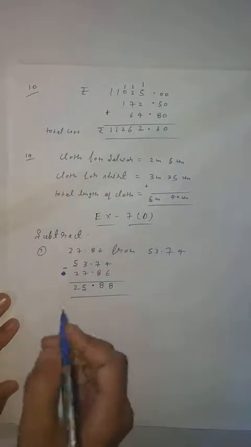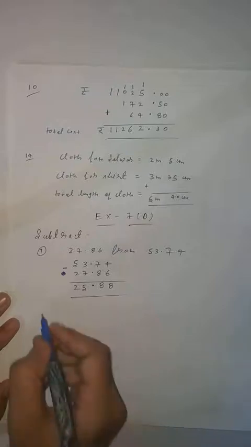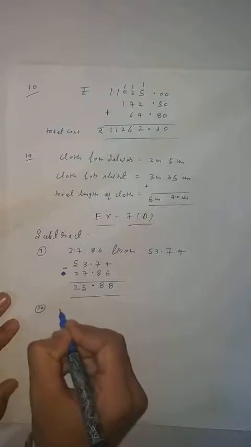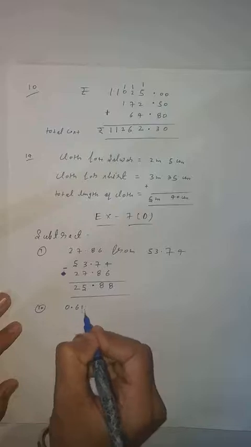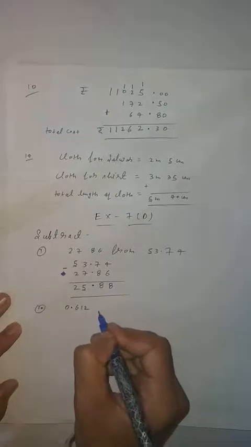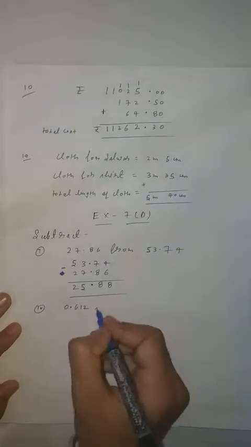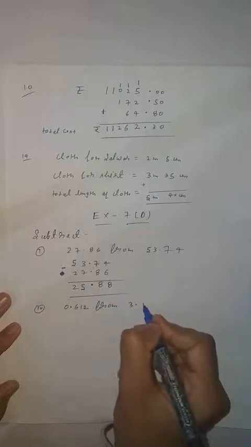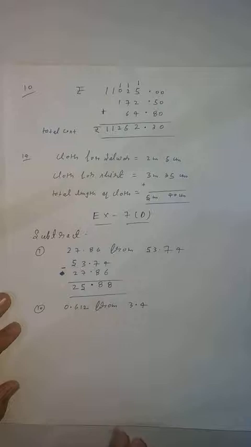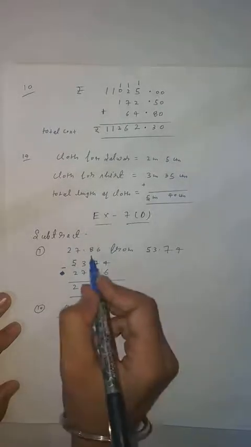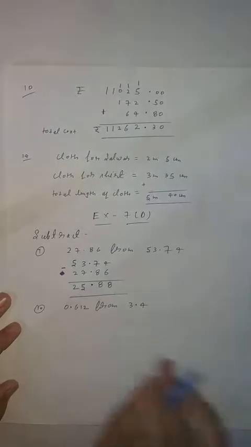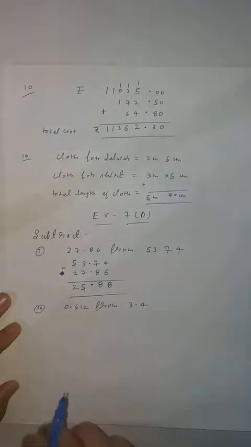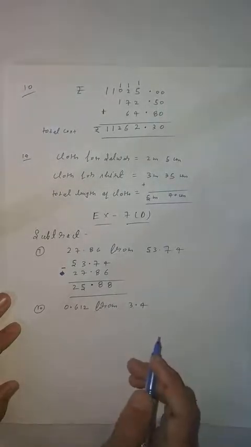Now take another example, like question number 10. What is given? Subtract 0.612 from 3.4. Okay students, now in this question what will you do? This one is greater, so first you have to convert in like terms. Here all are in like terms, after decimal 2 digits, after decimal 2 digits, but here after decimal 3 digits, after decimal 1 digit. So what will you do? You have to convert in like terms.